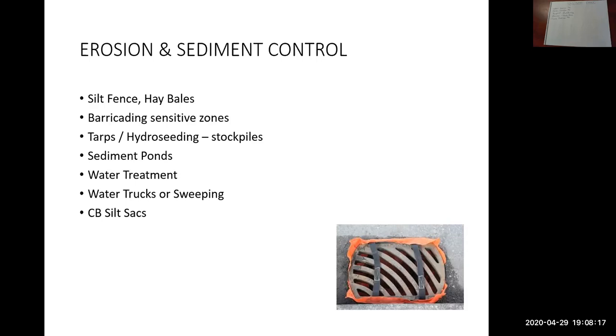Tarps, hydroseeding. If you have piles of excavation on site, so you've excavated trenches or holes for whatever reason, and you've stockpiled all that material on site, typically you're required to cover that. Either with a tarp, or if it's a long duration, a number of months, you're sometimes asked to hydroseed, which is a sprayed application of seed and mulch and tackifier, etc. All those things cost money, so you need to allow for those types of things in your estimate.